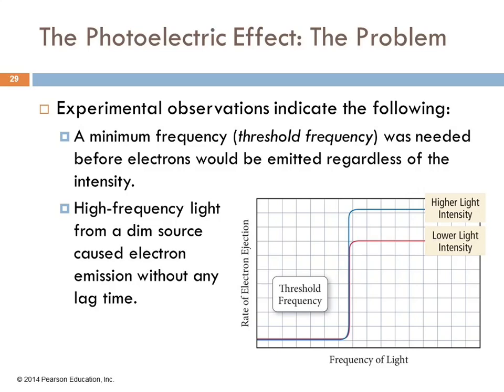So what they observed was that there was a threshold frequency, a minimum frequency. If you increase the frequency of the light at these low frequencies, which are lower energy, nothing happened. No electrons. And when we got to a certain point, we got lots of electrons. There was no lag time.